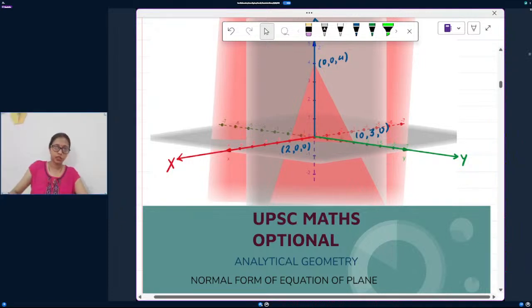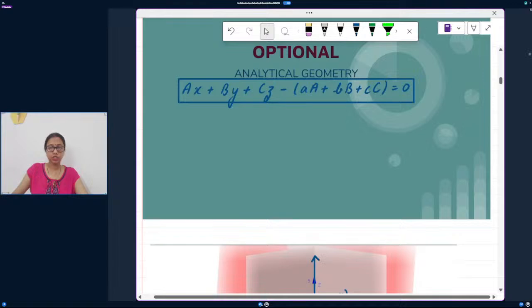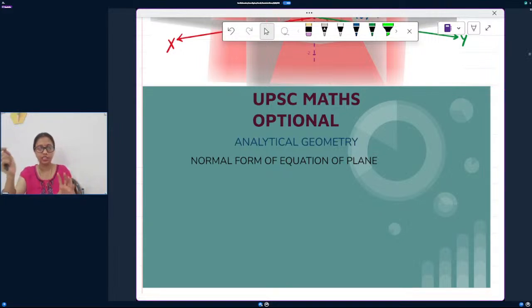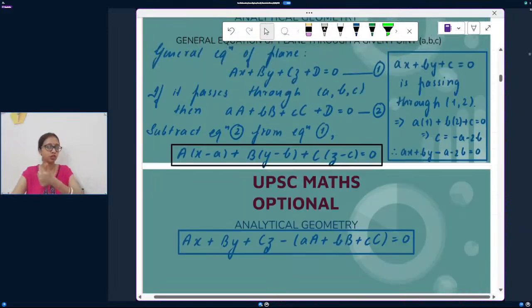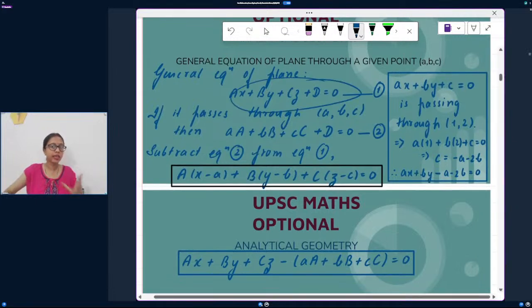Breaks over. Okay. Please see. The next is normal form of equation of a plane. So right now you have seen a general equation, ax plus by plus cz plus d is equals to 0, and that's the only equation we have seen so far. Now I'm applying some conditions. For example, here I have applied a condition that if it is passing through a point ABC, then I've started with the same equation and I get a different form of the equation where d is not there.